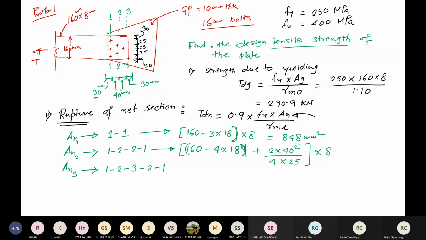Now if we are considering 1, 2, 2, 1, that means it is a zigzag pattern. So this pitch and the gauge are going to take that zigzag pattern into account. This formula has already been provided to all of you. Now it is becoming 960 mm square.